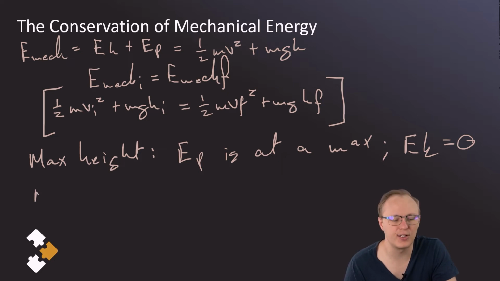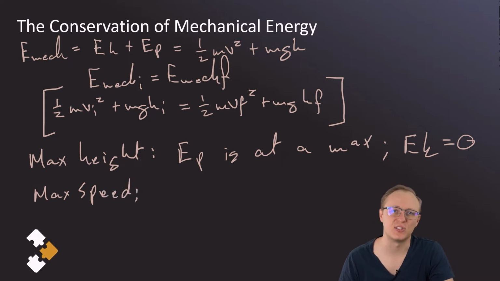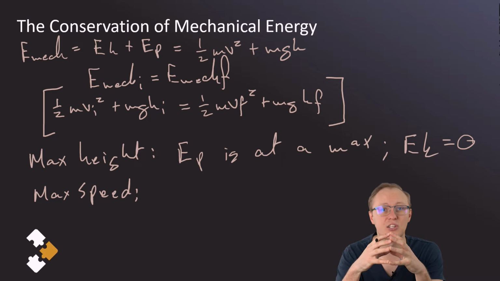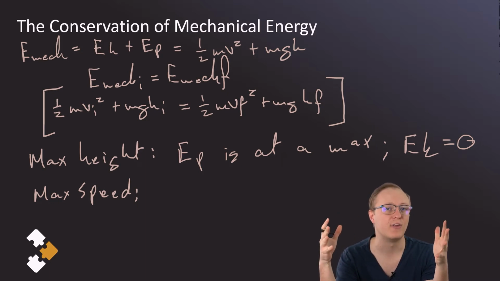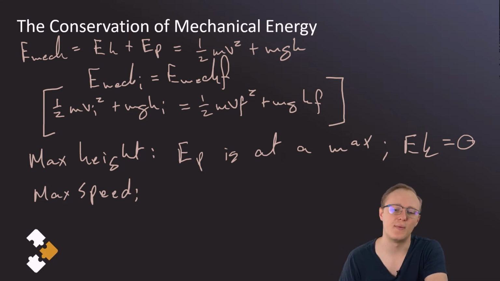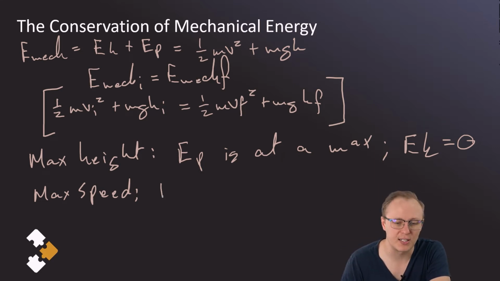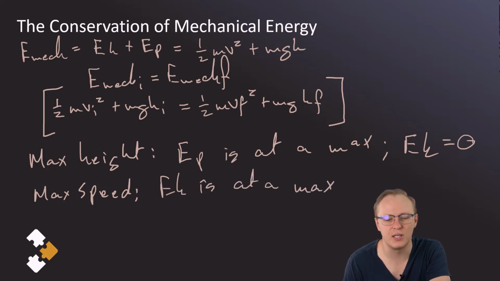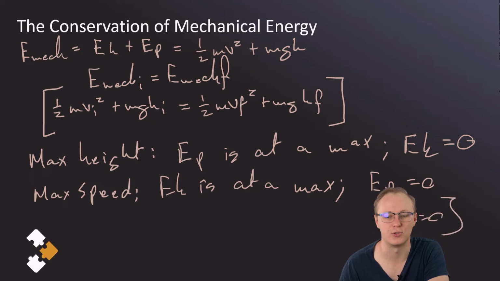And then if we're going to be talking about the max speed or the max EK, well, now it's the opposite, because if we want the kinetic energy to be as large as possible, then we've got to make the gravitational potential energy as small as possible. And so when we're talking about max speed, EK is at a max, and that is going to be when the EP is at a min. So, you know, when it can't be further vertically displaced. So we usually have that as EP equals 0. So that's when the height is going to be 0.